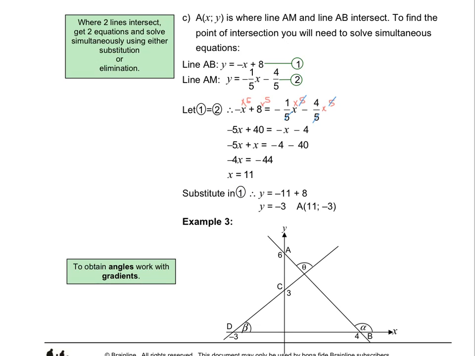But I also want to work out the y coordinate of that point, and therefore I use my first equation, y equal to minus x plus 8, and I substitute the x with the 11 that I've worked out. So minus 11 plus 8 is minus 3, so the y value at coordinate A is minus 3. So A is where x is 11, y is minus 3.